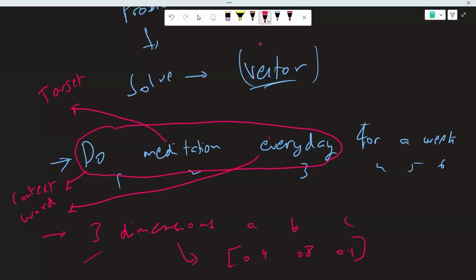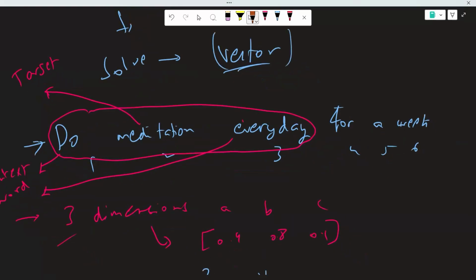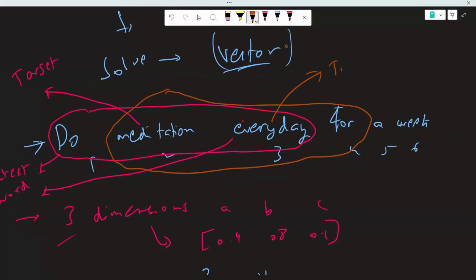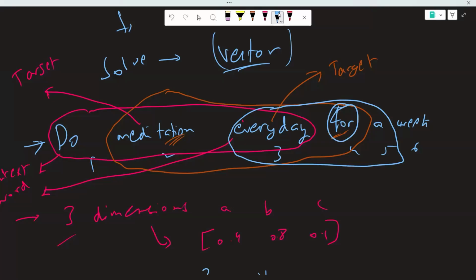So first time this will happen. Next time when you move ahead in the sentence, you will go to meditation, every day and for. This time every day will become the target. The rest 2 words, which are meditation and for, will become context words. Same thing will happen when you move one more step ahead. The next time, you will have every day, for, and right, assuming you have not treated the stop words. If you have treated the stop words, for will get removed. So over here, for will become your target. So you will keep doing this till the end of the sentence.